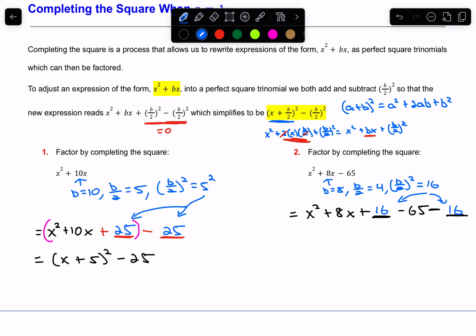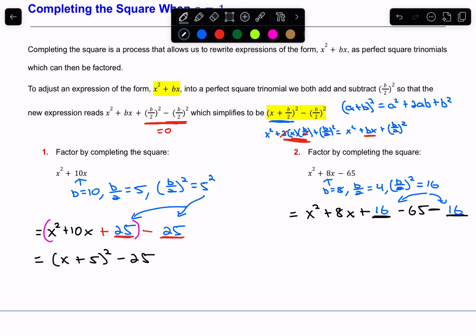Notice that these 16s would just cancel each other out if I were to simplify this, but we don't want to simplify it in that way. Okay, we are purposely making the equation look harder. That way we can now factor it to be a perfect square trinomial in the front, which will factor nicely, and we just subtract those two numbers in the back.